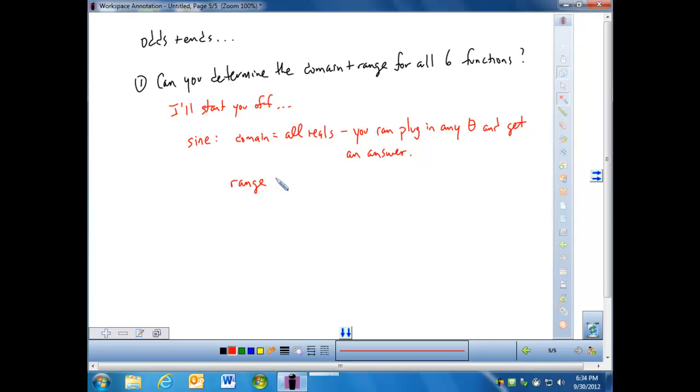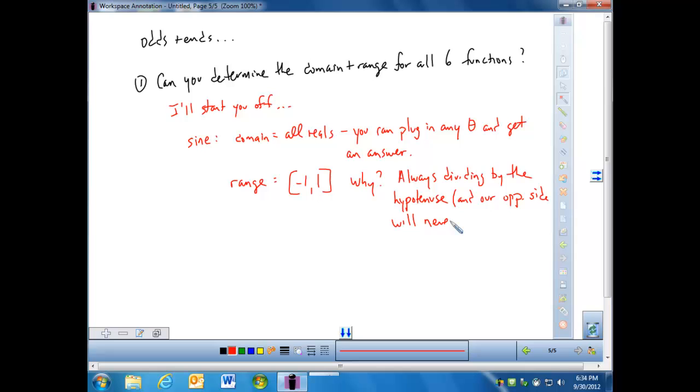But the range, what will the range be? The range will be -1 to +1, including those. Again, why is that? Because of the hypotenuse. You're taking the side of the right triangle, dividing it by the hypotenuse, which we know has to be longer than that side, or at least as long if it's on the axis. And so you're always going to get an answer that is a fraction. Again, on the axes, you'll get an answer that's either +1 or -1, or 0 at times. But you're never going to get a number bigger than or smaller than those 1s and -1s.